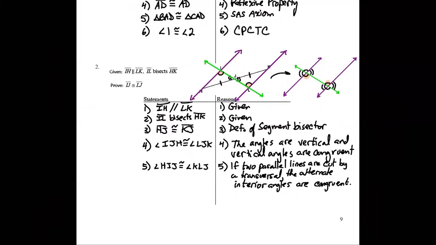All right. So now I have enough to say that those two triangles that they were part of are congruent, because I have two angles and a non-included side. So I can now say that triangle HIJ is congruent to triangle KLJ. And that's the AAS axiom.